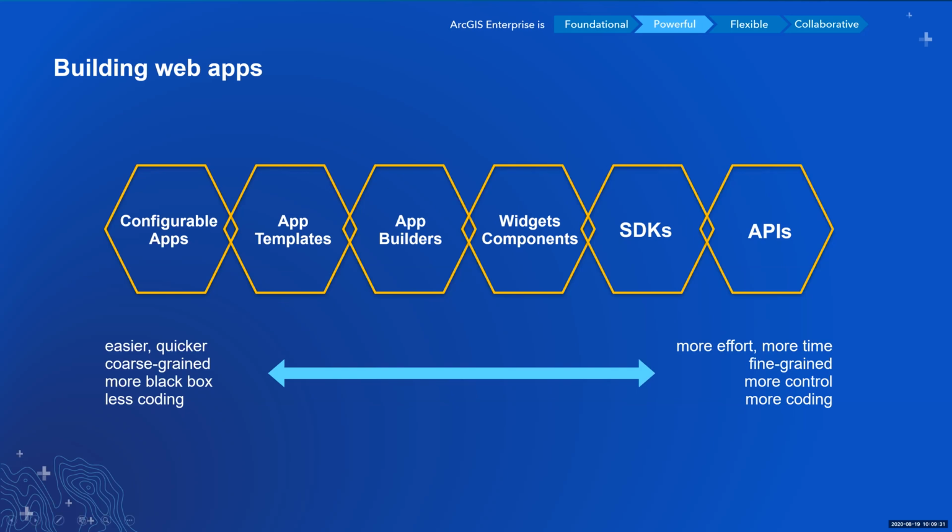And straight up, 10 years ago, everything was being done over here. Pretty much everything was being done at the API and software development kit level. But now, as Esri's been building better front-end technology for ArcGIS Enterprise, these things have really taken over. I know many of you on the call have used the Web AppBuilder. Many of you have used story maps. Those are all examples of app templates and app builders.